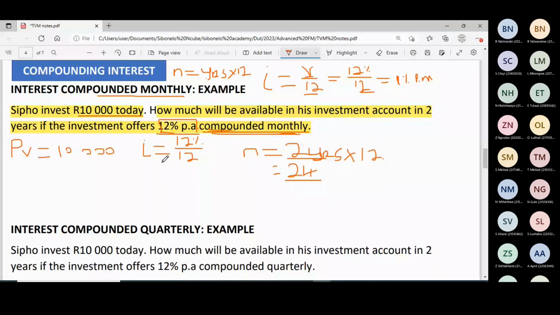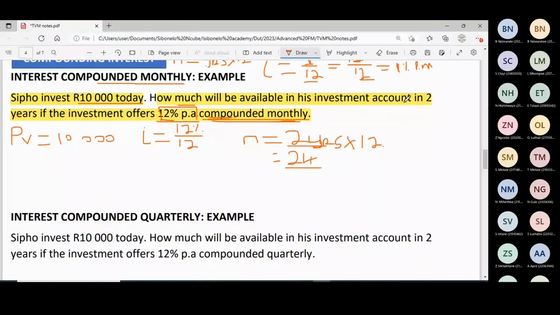All right. So now here we are asked how much will be available in 2 years' time. That is the future value. They want us to calculate the future value. Is this a once-off investment? Yes. Sipo is investing 10,000 today, and then he's going to wait until the end of year 2 and receive the accumulated funds. He's not investing every year or every month. So it's a once-off investment. This is a lump sum.